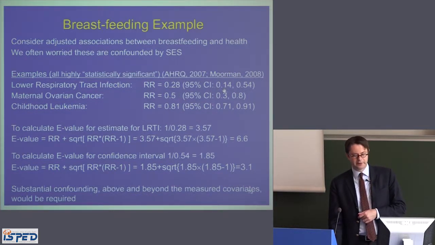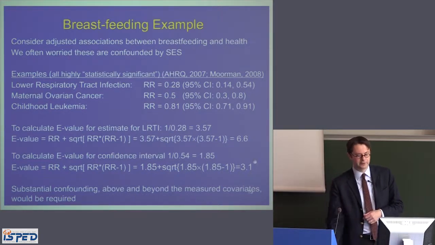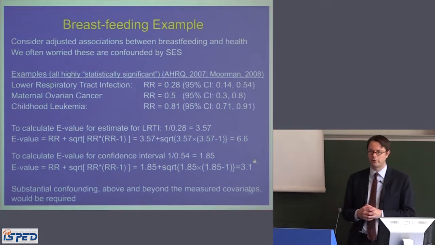We do the same for the limit of the confidence interval closest to the null. That's 0.54. 1 over 0.54 is 1.8. Plug that into the formula, 1.8 plus the square root of 1.8 times 1.8 minus 1. We get an e-value for the confidence interval of 3.1.